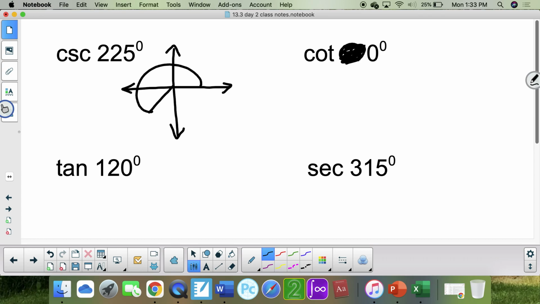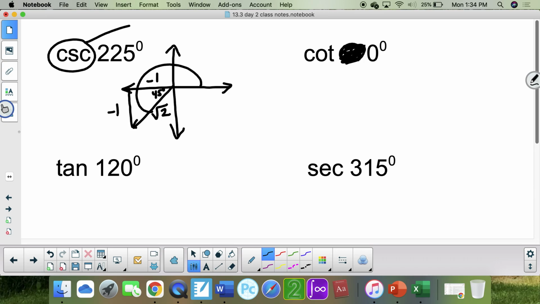225 puts you in this quadrant. Bring it up to the x-axis. This is a 45, 45, 90 triangle. I went really fast, but I went out on the x-axis a -1, and I went down on the y-axis a -1, and the hypotenuse is √2.